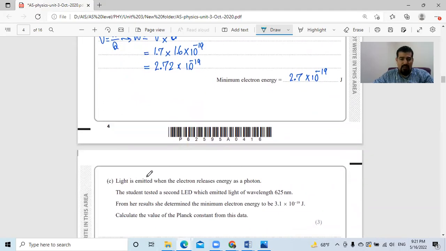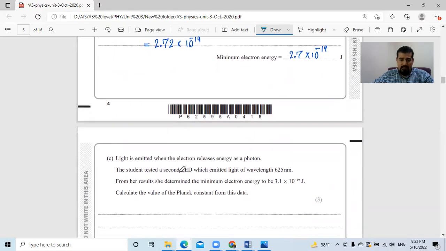C. Light is emitted when the electrons release energy as a photon, okay? The student tested a second LED, not the same one, which emits a light of wavelength 625 nanometers. That means we have to multiply it by 10 to the power of -9, as we know, to convert it into meters, as we did today in the exam.